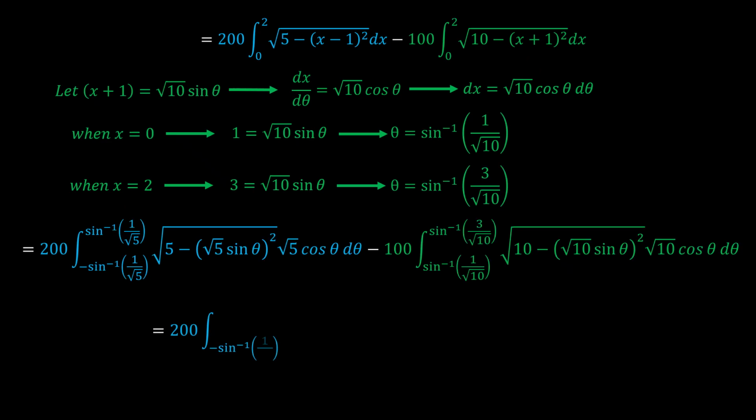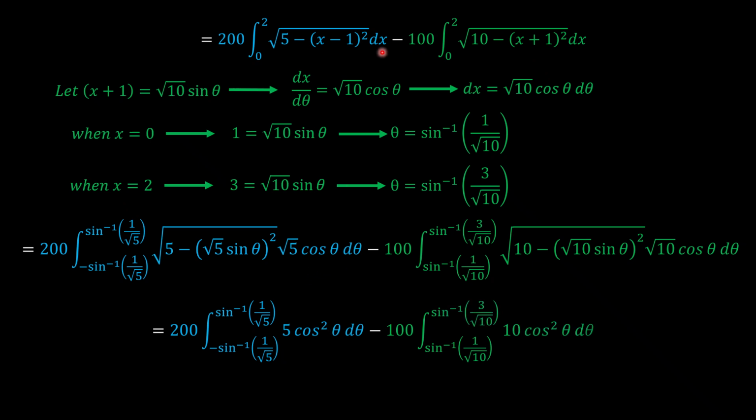So we substitute everything in there, and what we see here is that the square root of 5 minus 5 sine squared theta is cosine theta times cosine theta. Here we have cosine squared theta, right? And note, in place of dx we place root 5 cosine theta. In place of dx here we place root 10 cosine theta. So our problem has collapsed into something more tractable.